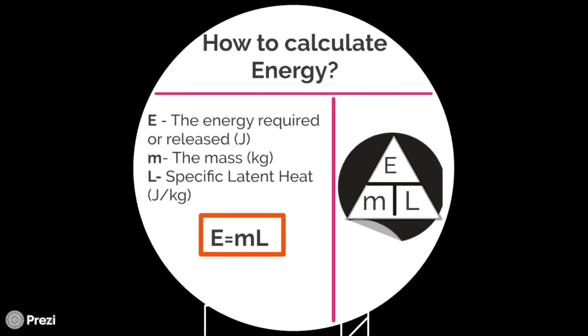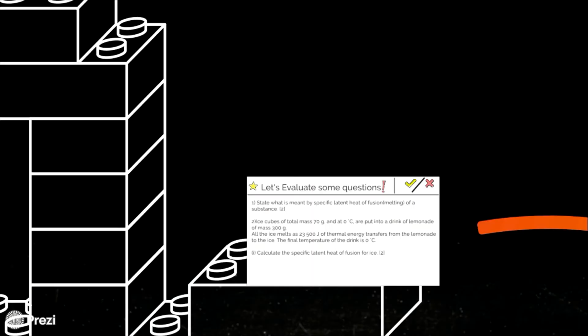The last thing we need to look at is the equation for specific latent heat, which says that the energy required or released is equal to the mass times the specific latent heat, and this is represented by E equals m times L. In order to make it easier to remember, you could refer to this triangle, where E is the energy required or released in joules, m is the mass in kilograms, and L is the specific latent heat, either fusion or vaporization, which is in joules per kilogram.